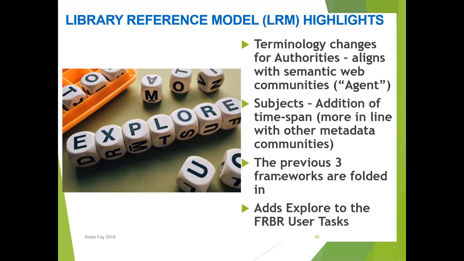So a few things to point out in terms of what I call highlights. The terminology changes for authorities. It does align more with the semantic web communities. And so you still have person, you still have corporate body. I think corporate body may go at some point because it doesn't really explain what it is. It's a little bit misleading, I think. So I wouldn't be surprised to see corporate body go in the future.